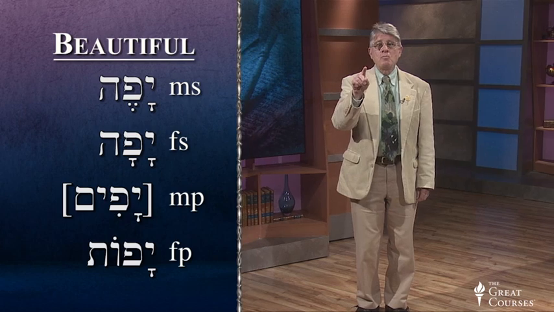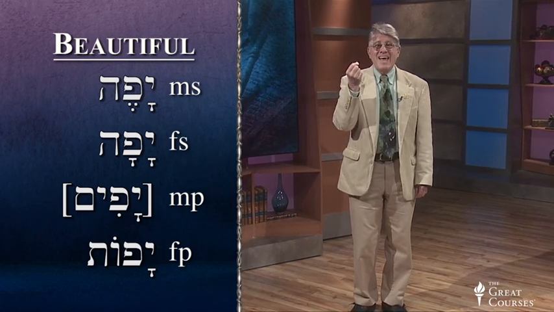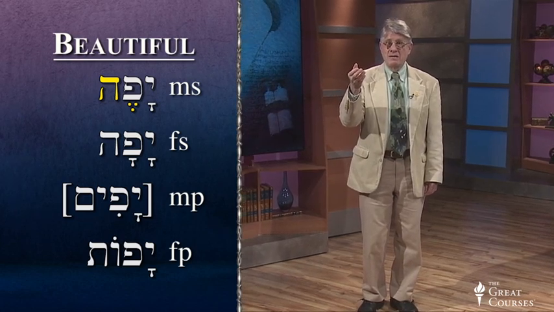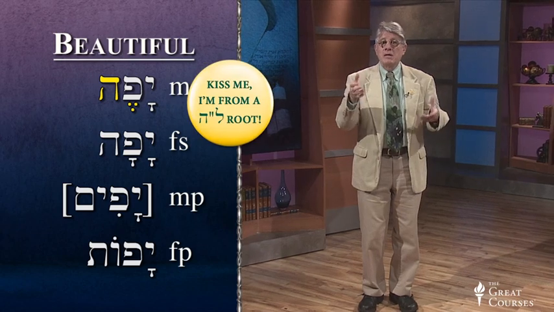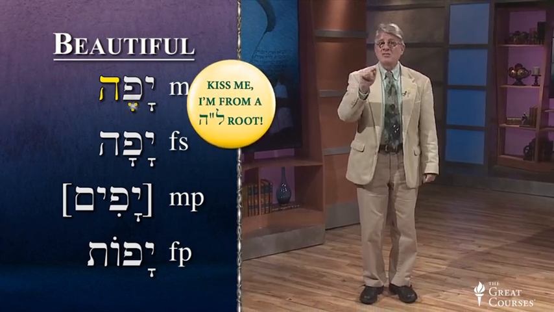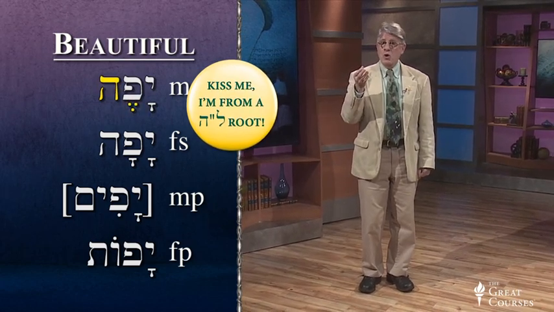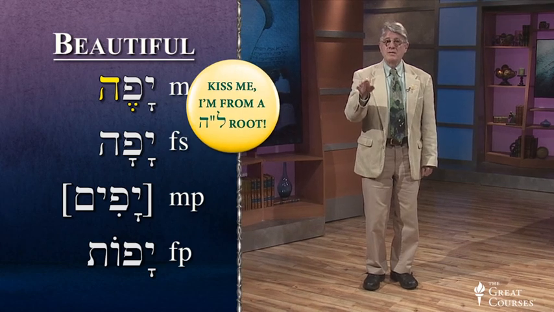And now there's one more thing to notice. Whenever you see a word with an eh ending, segol followed by a hey, that word is wearing a big button that says, kiss me, I'm from a lamed hey root. That segol hey, that eh sound at the end of a word, is a sure sign that the third letter of the root is hey.